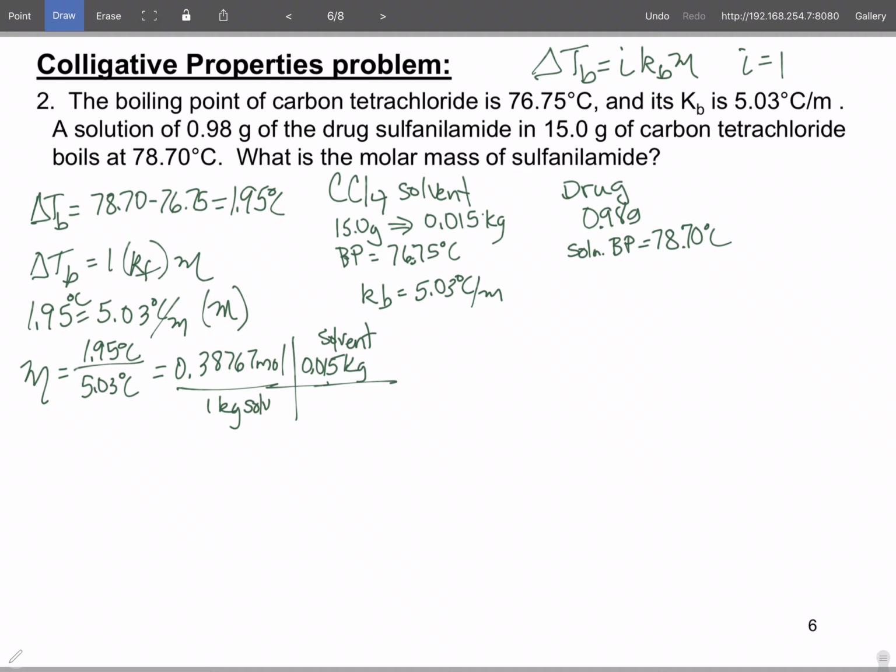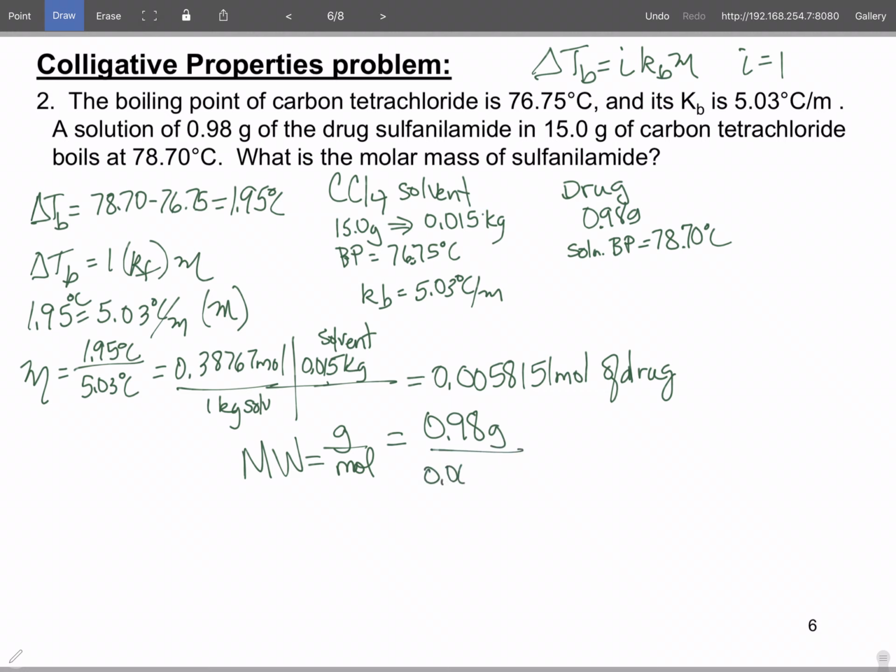So that tells us that we are left with 0.0058151 moles of our unknown. And our unknown happens to be the drug here. Molecular weight, remember, is grams per mole. So that means it's 0.98 grams divided by 0.0058151 moles, which gives us 168.52 grams per mole.